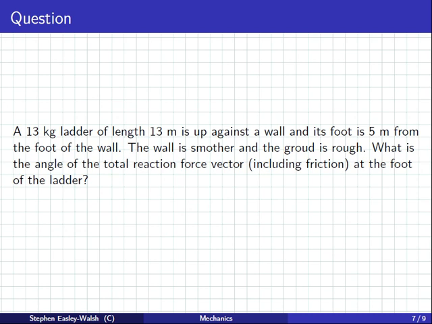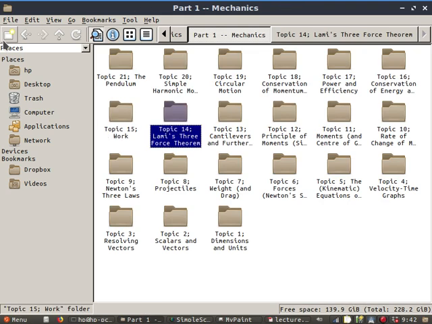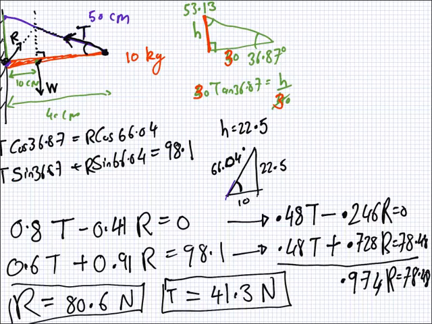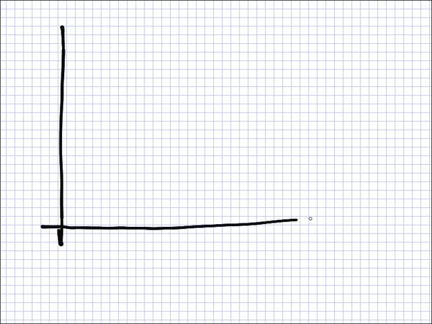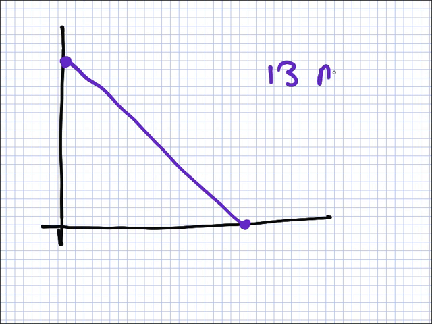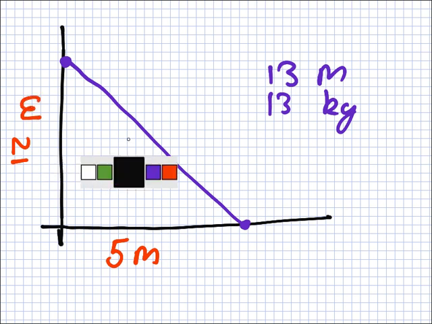A 13 kilogram ladder of length 13 meters is up against a wall and its foot is 5 meters from the foot of the wall. The wall is smooth and the ground is rough. What is the angle of the total reaction force? Let's have a look. How long is the ladder? I said it was 13 meters. And what did I say the mass was? I said it was 13 kilograms. And the base here is 5 meters. So if that's 5 and that's 13, how big is this? 12 meters.